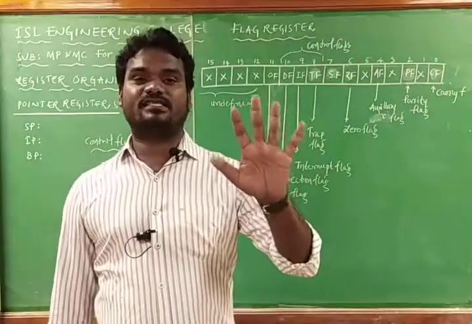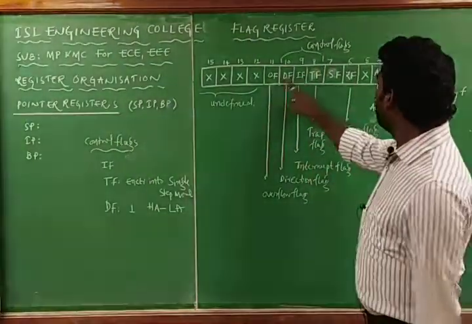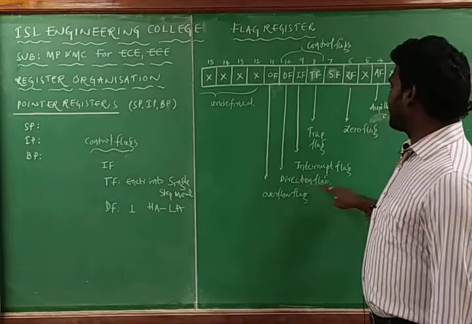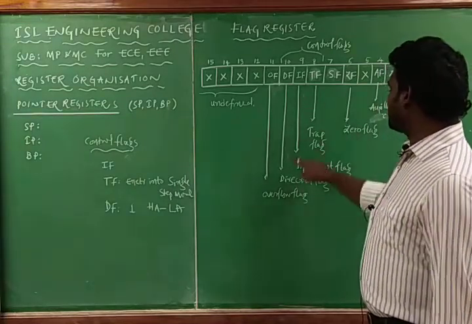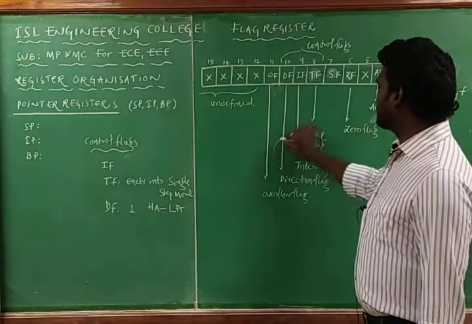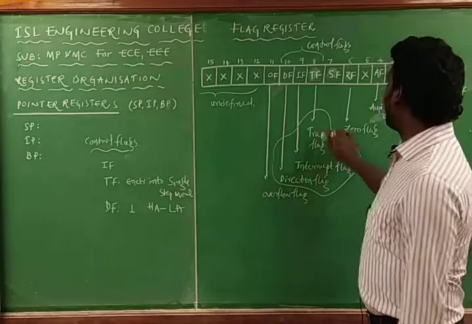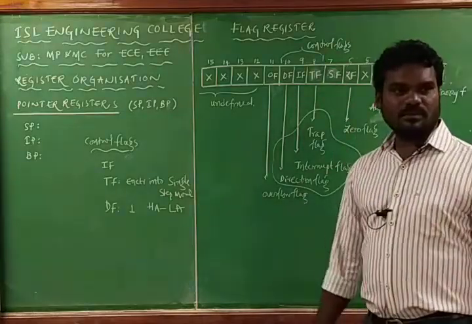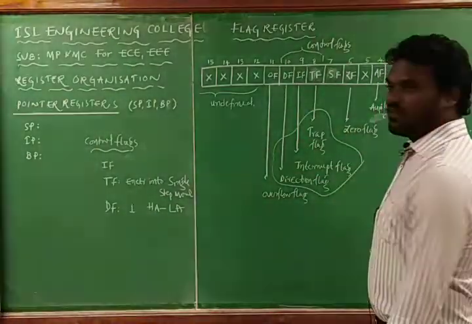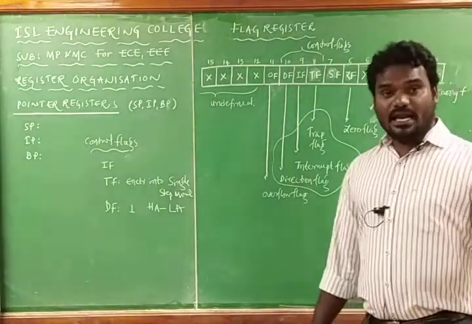Conditional flags are 6, whereas control flags are 3. These 3 are control flags: the direction flag, the interrupt flag, and the trap flag. These 3 combined are named the control flags, and the remaining 6 are named the conditional flags.